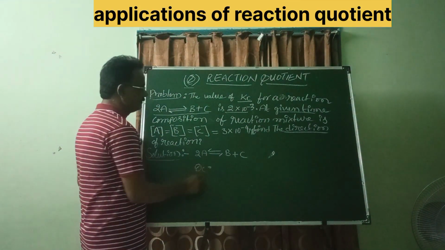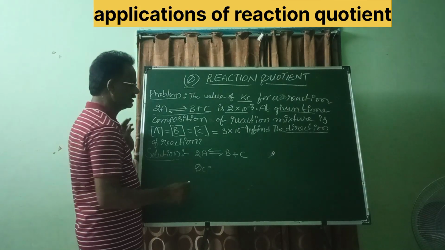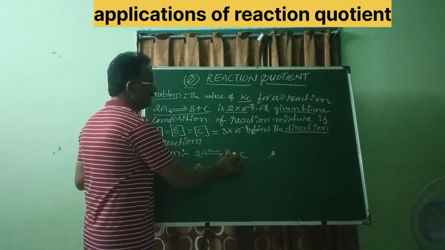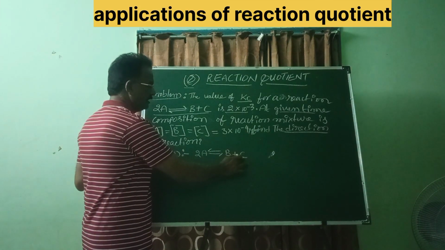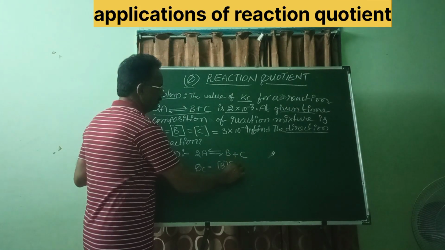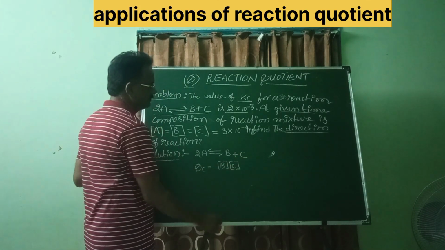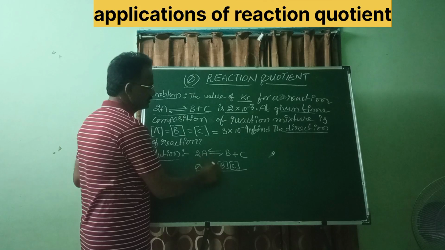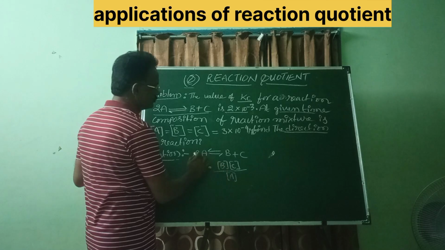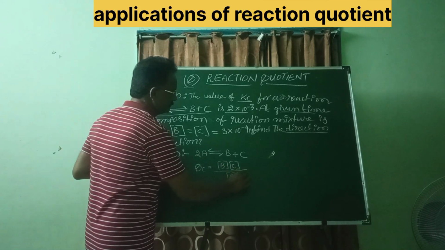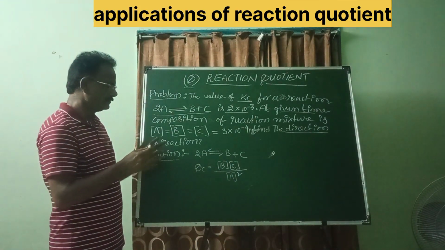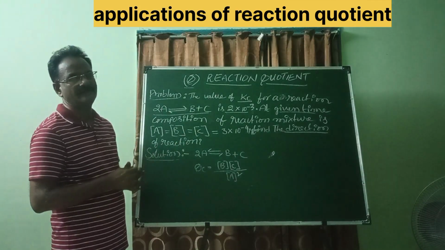Qc is equal to the product of concentrations of products. Here the products are B and C. Let us write the products first: concentration of B multiplied by concentration of C, divided by concentration of A. Since the number of moles of A here is 2, we have to write it as a power like this. This is the reaction quotient for the given reaction.